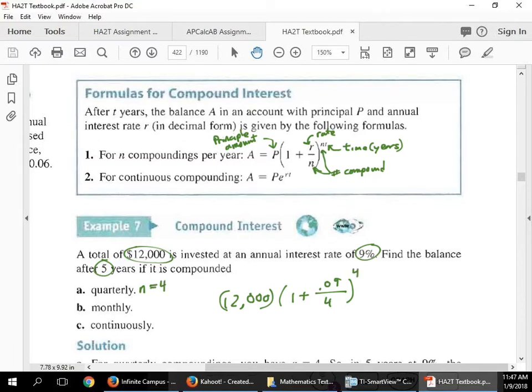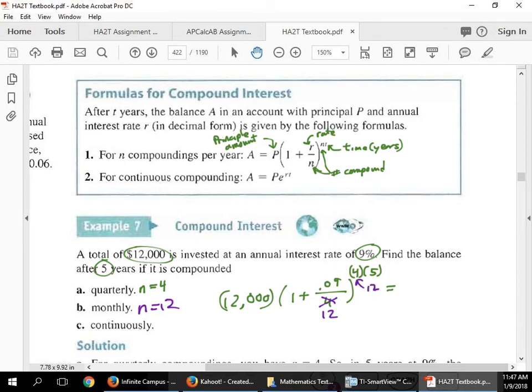Then we put a 4 right there, and we multiply it by the number of years. That's your T, and then you'll get your answer. Hey, pretty magical, right? Use your calculator for this. That's all you have to do. Now, if you were doing the next one, monthly, N is 12. So the only thing that changes is you make this into a 12, and you make this into a 12. And then you get a new answer.